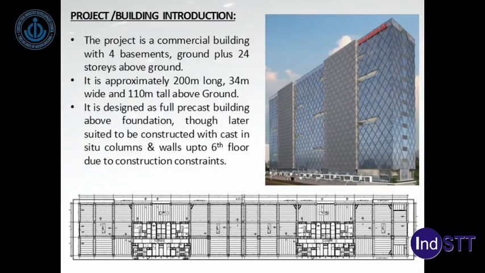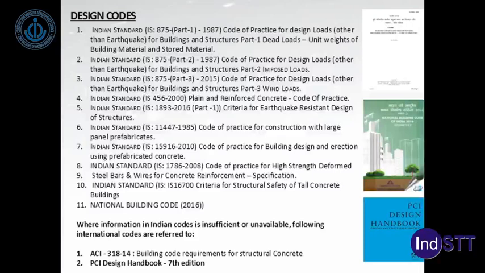The project is a commercial building with 4 basements, ground plus 24 stories above ground. As you can see in the plan, it is approximately 200 meters long, 34 meters wide, and 110 meters tall above ground. It is designed as a full precast building above foundation, though later suited to be constructed with cast in situ columns and walls above the 6th floor due to construction constraints.